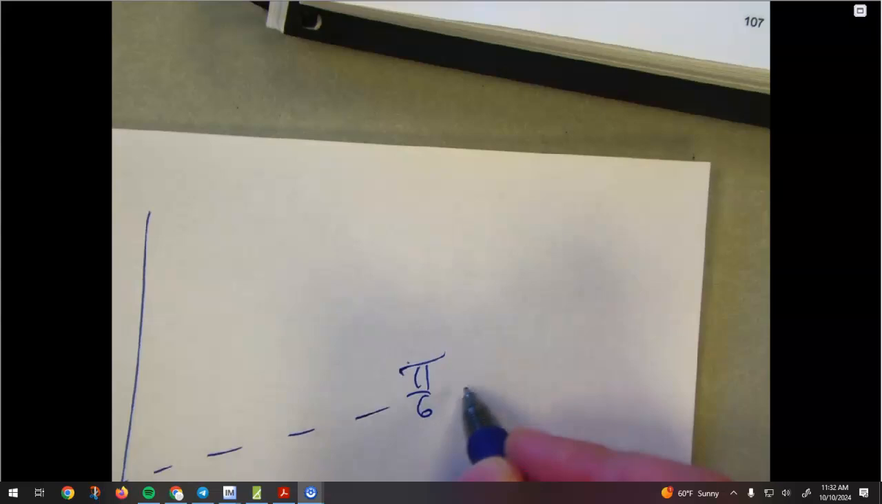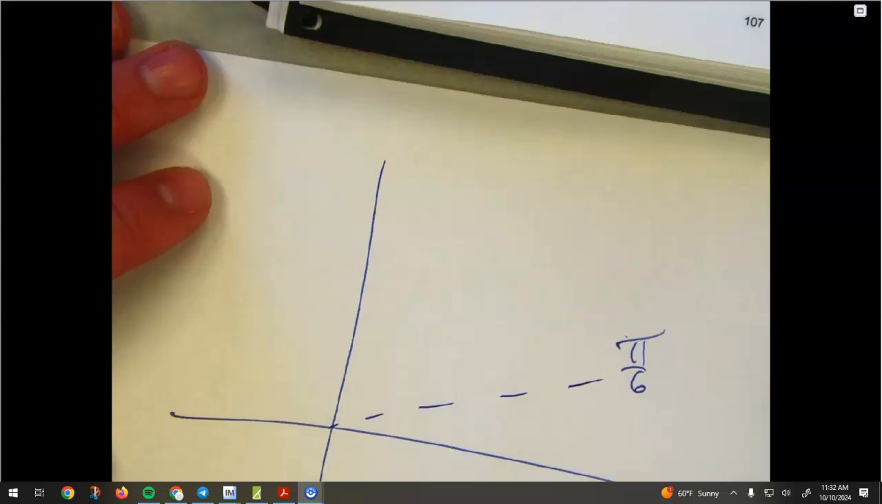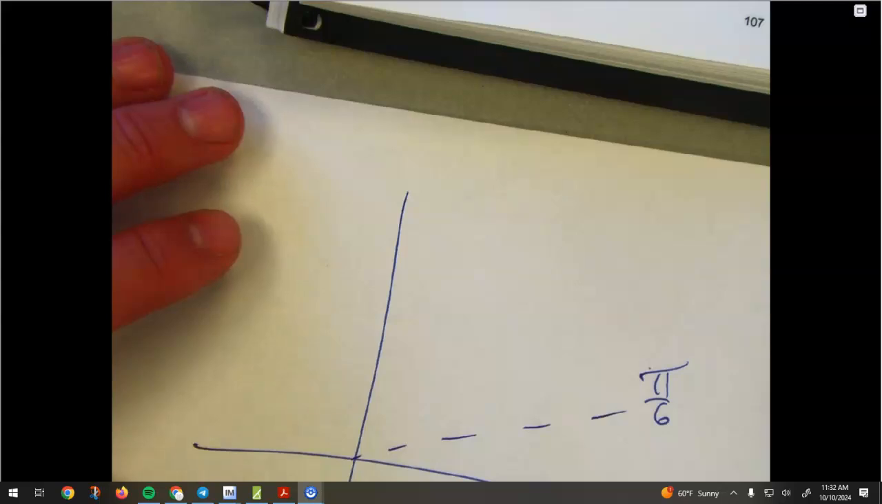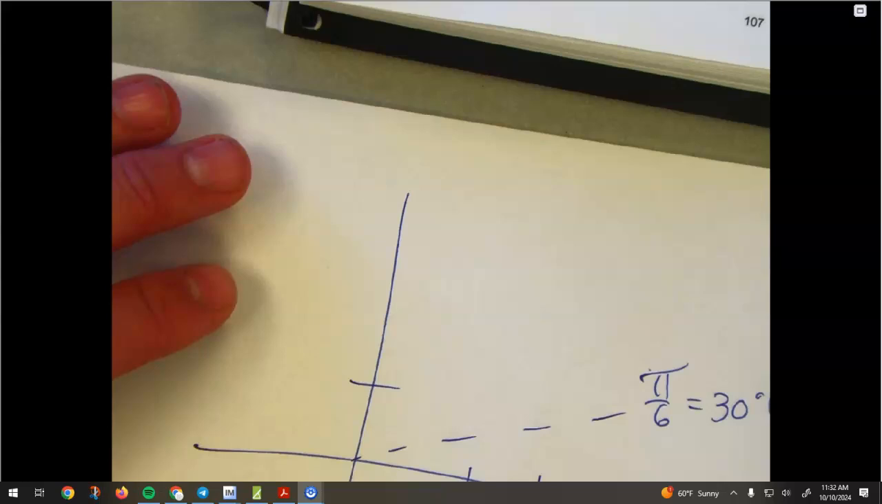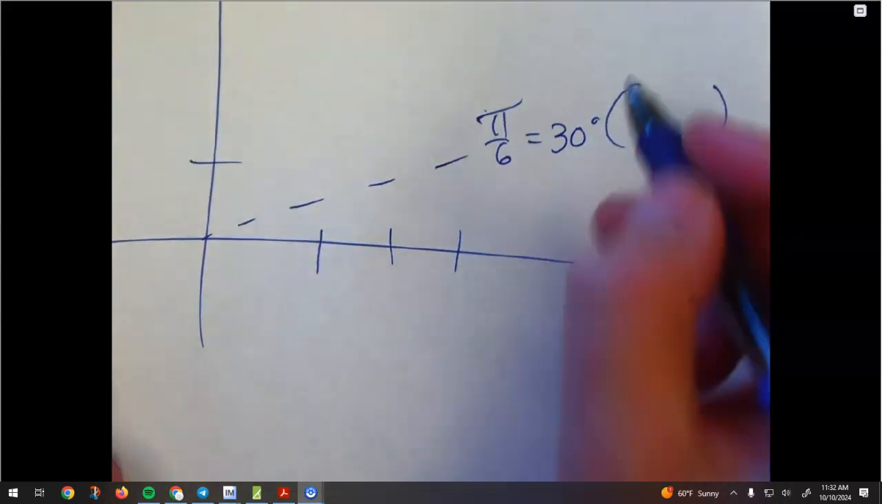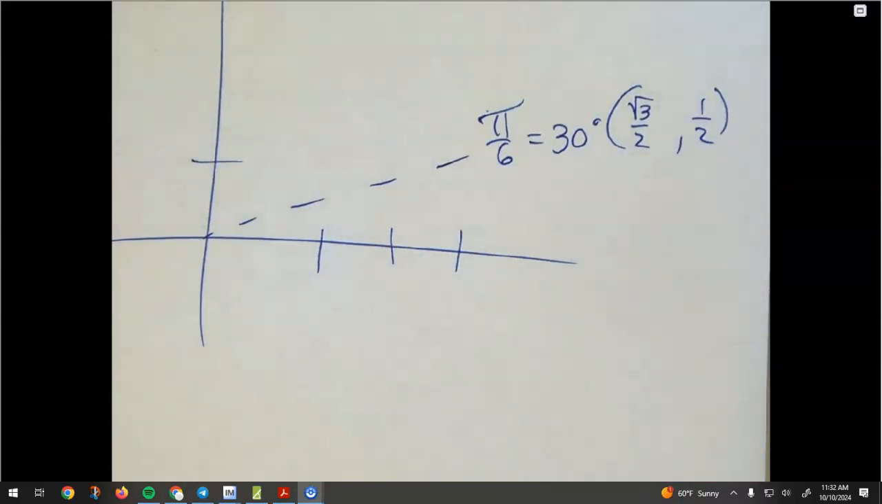Pi over 6, how many degrees? What's pi? Pi is 180. Pi over 6 is 30 degrees, right? So at that spot, we are 1, 2, 3 tick marks to the right, and 1 tick mark up. So your x value is the square root of 3 over 2. Y value is 1/2.